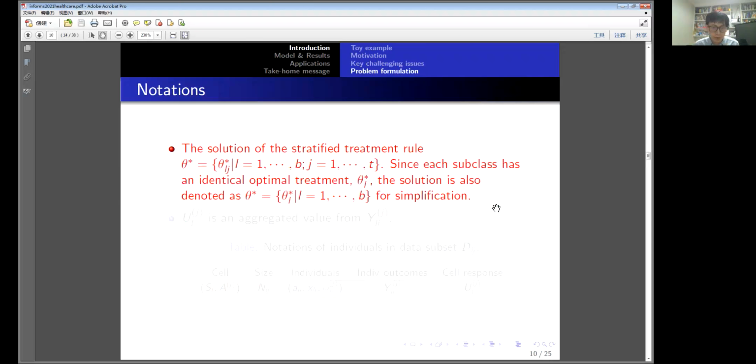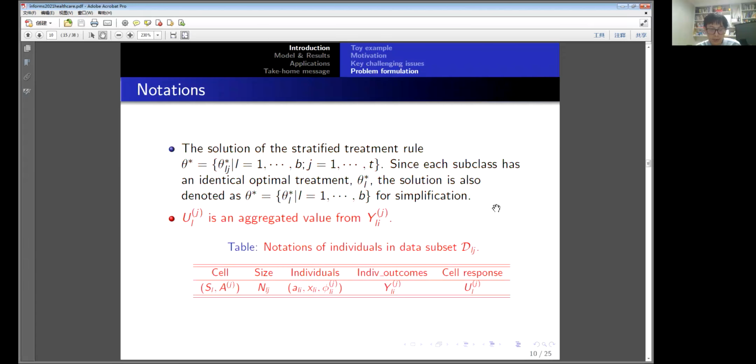Some more notation for the solution of the stratified treatment rule. Since each subclass has an identical optimal treatment, the solution is also denoted as theta star for simplification. The relationship between U and Y is represented in this table. We can see that for each cell, the sample size is denoted as N_LJ. For individuals, their individual outcomes are denoted as Y_LJ, and the cell response of each subclass is denoted as U_LJ.